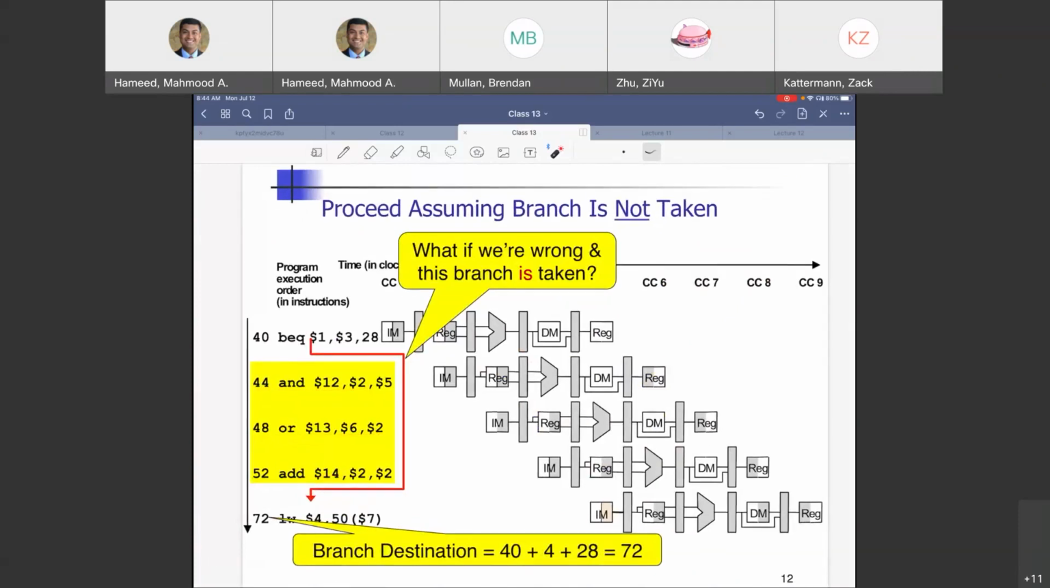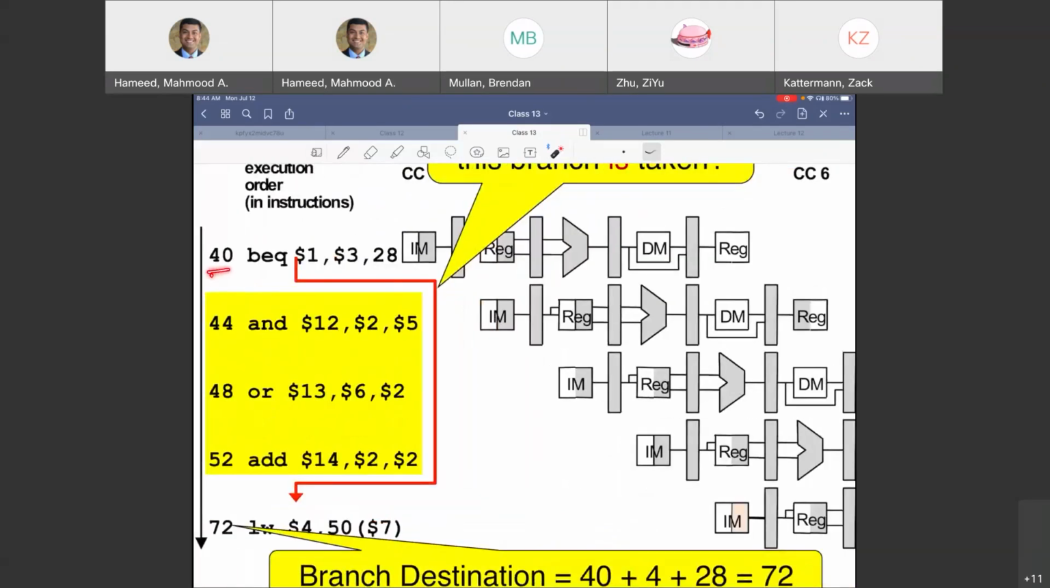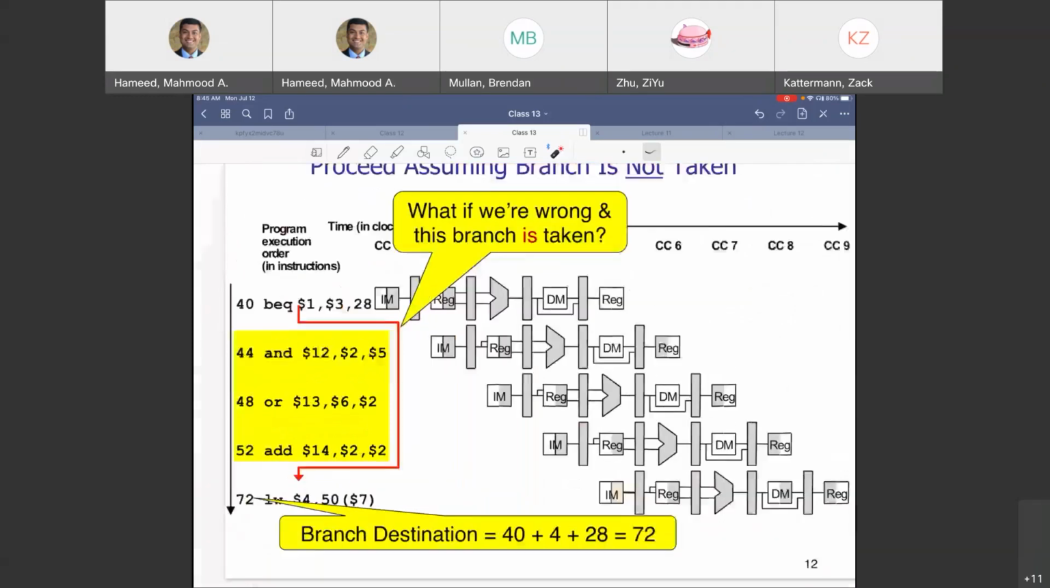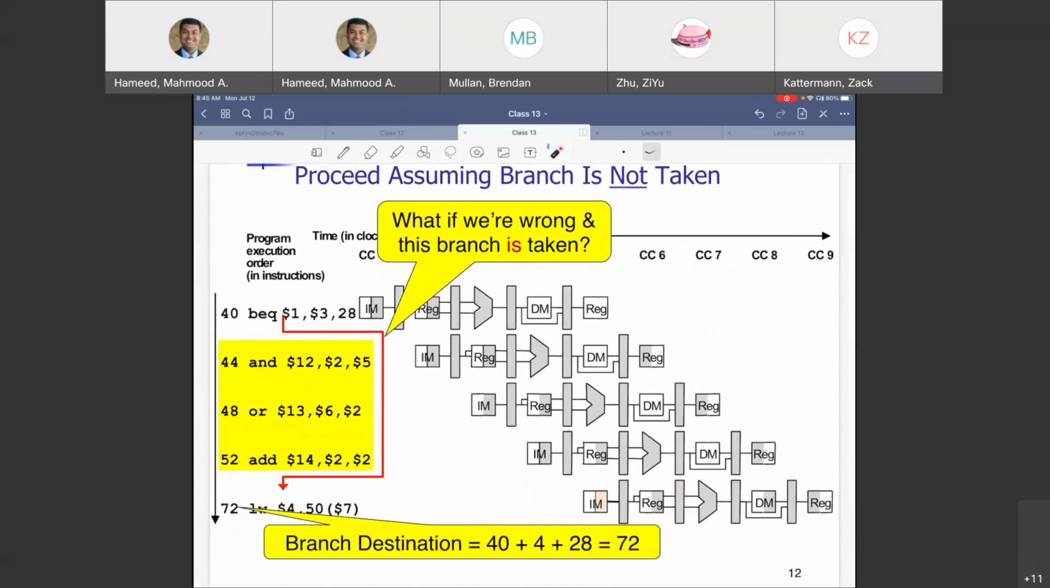So let's see. Over here, what do we have? We have address over here, address of where the instructions are. You have a branch when equal, then and or add, and then you have a load word instruction. There is a typo on this slide. Help me figure it out. It's with respect to the branch instruction. Absolutely. That needs to be 7 instead of 28.